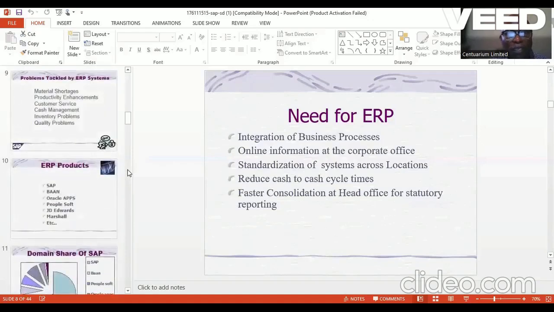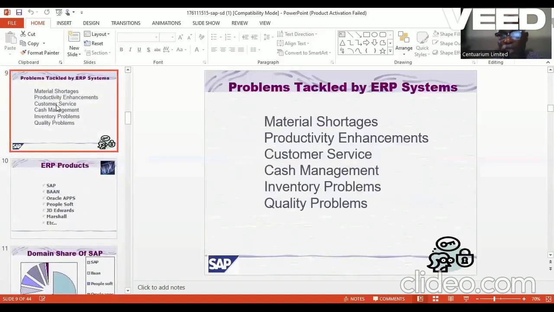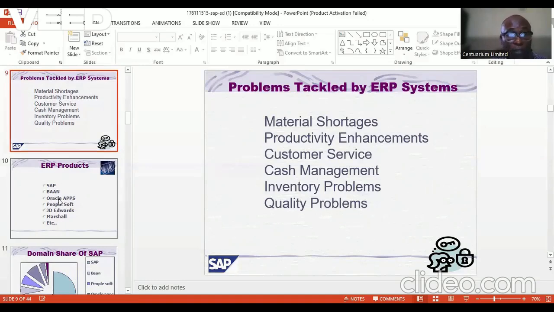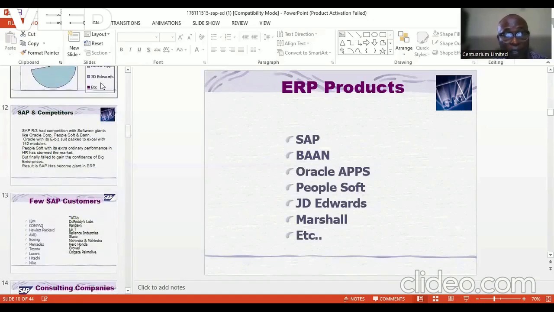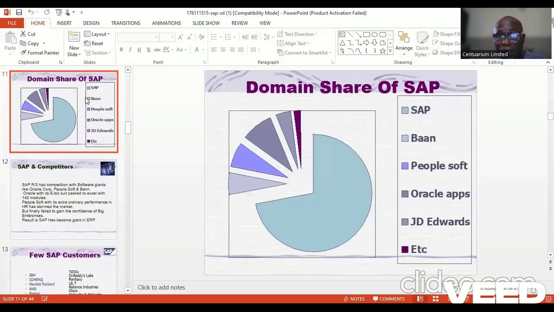And this is one of the key successes of companies like Amazon, high-tech Fortune 500 companies like Microsoft, Meta, and the rest. Problems tackled by ERP systems: material shortages, productivity enhancement, customer service, cash management, inventory problems, quality problems. Now, talking about ERP products, we have SAP, Systems, Applications and Products, BaaN, Oracle Apps, PeopleSoft, JD Edwards, Marshall, and the list goes on. SAP happens to be the top brand.